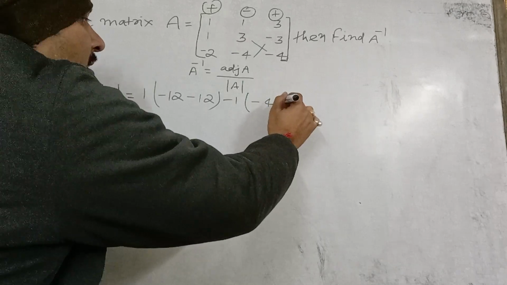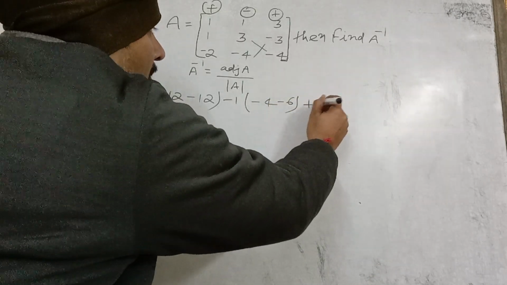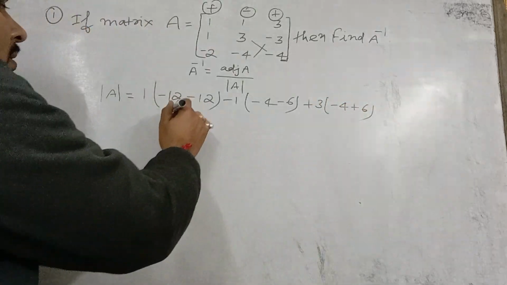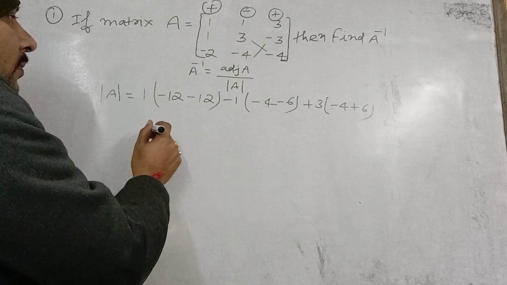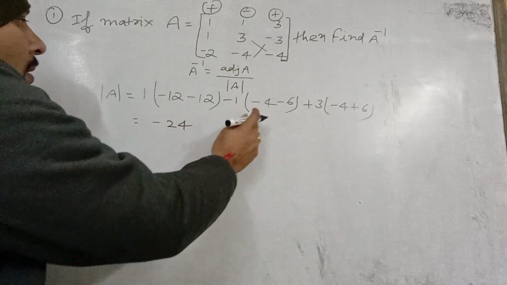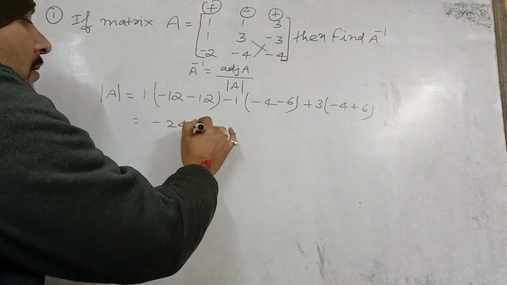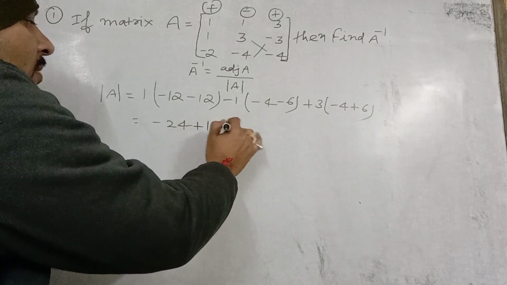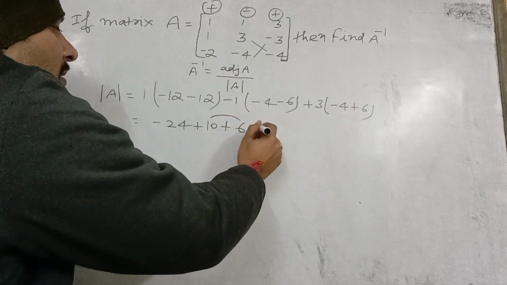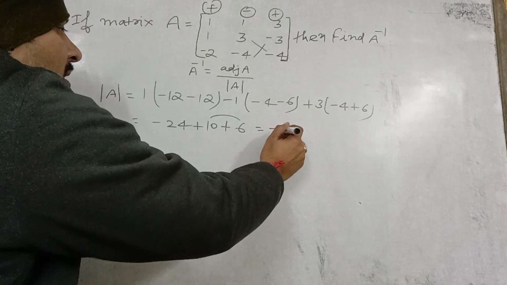Then minus minus plus, plus minus minus 6, and plus 3. So this becomes -4 plus 3 into 6. This value becomes -24. Minus 4 minus 6 is -10, multiply -1, that is plus 10. And 6 plus 4, 6 minus 4, 2, 3 is 6, 10, 6, 16, that is this value became -8.